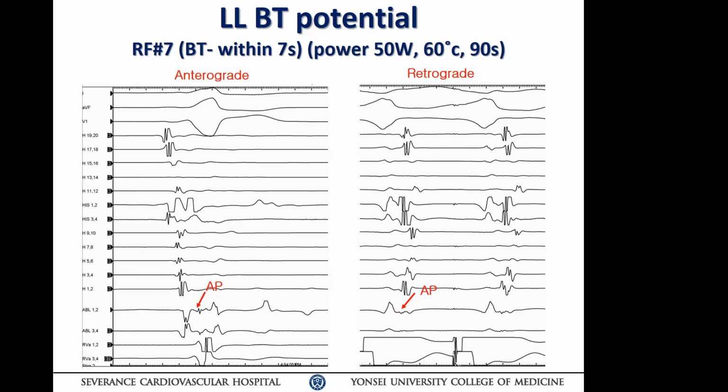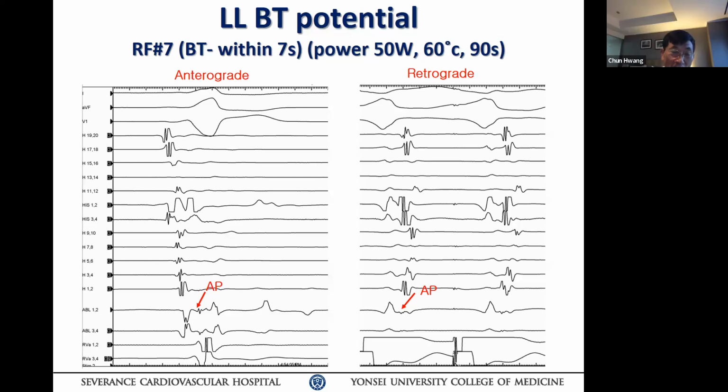Yeah, right. It's chosen between the anteroseptal and the left lateral conduction, but the anteroseptal is faster, so it goes down to the anteroseptal first. Yes, anteroseptal first. Then how would the left lateral pathway be pre-excited?